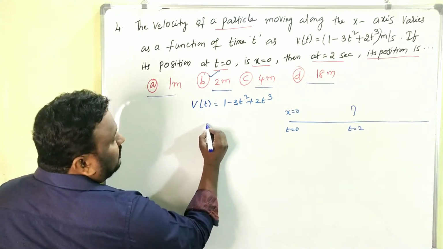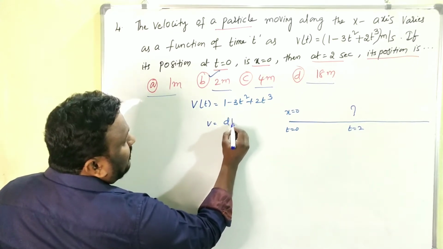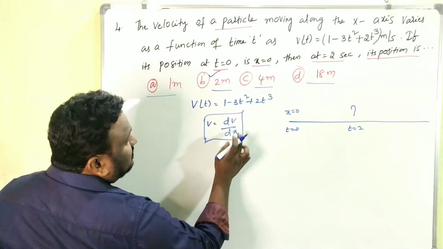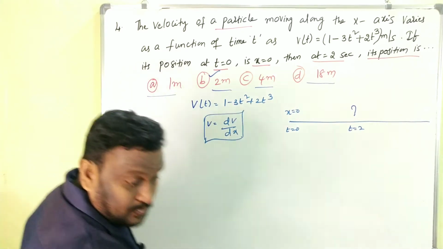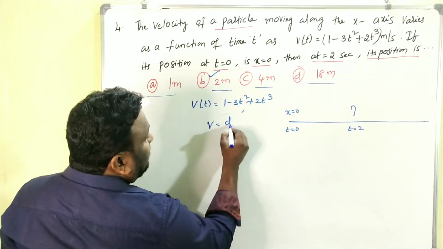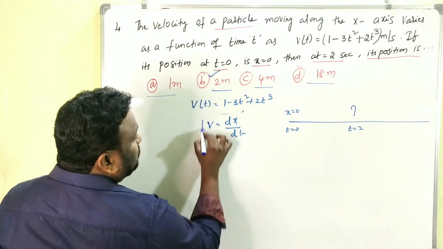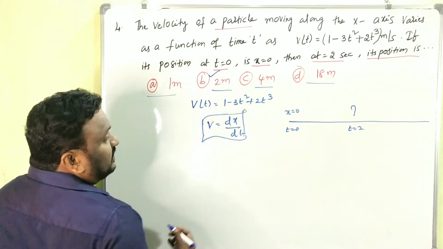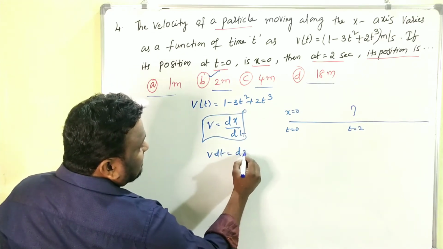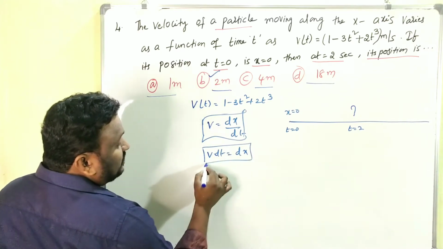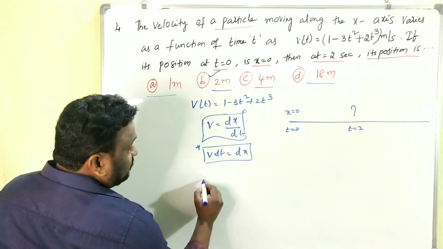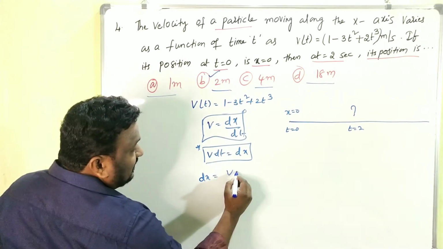So we know that v is equal to dx by dt. This is the relation. Then what to write? Simply v into dt is equal to dx. This is the formula here. We want to integrate this equation. So here now simply dx is equal to v dt.